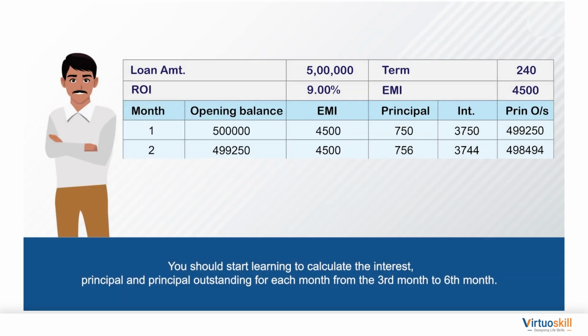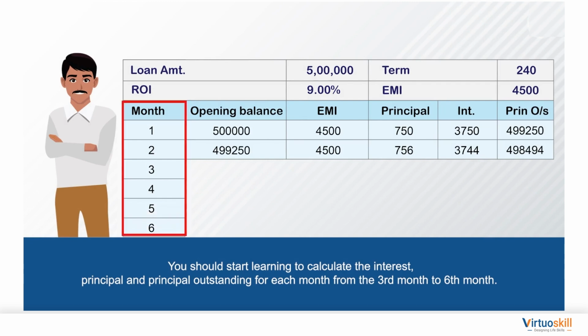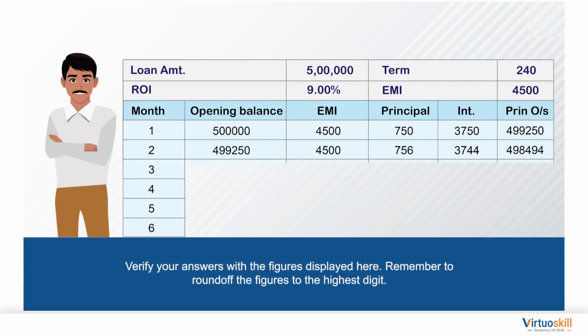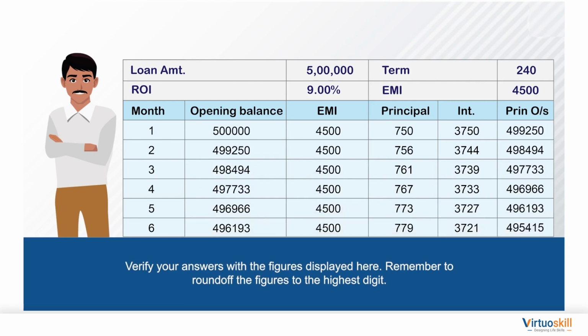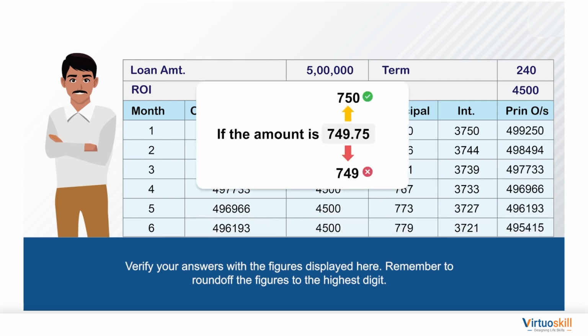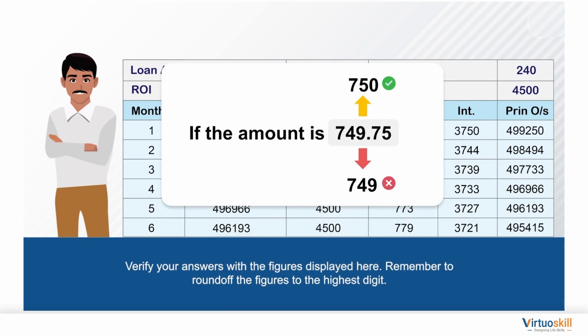You should start learning to calculate the interest, principal and principal outstanding for each month from the third month to sixth month. Verify your answers with the figures displayed here. Remember to round off the figures to the highest digit.